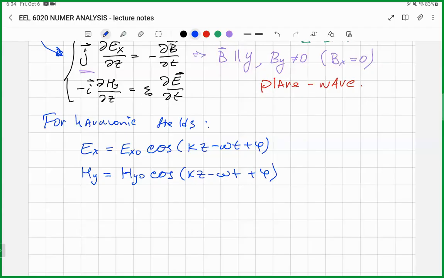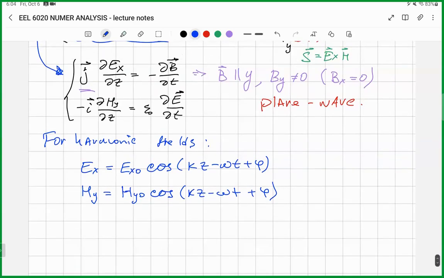All right. So this is the general solution to these wave equations. Do you have any questions thus far, by the way?